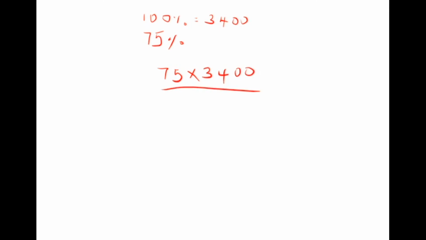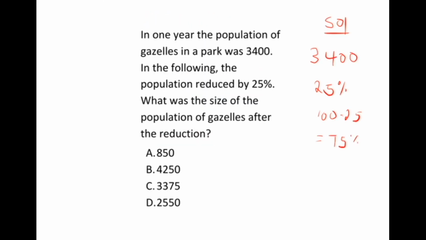We are asked what was the size of the population of the gazelles after the reduction. If 100% is equivalent to 3,400, what about this 75%? We cross multiply, we get 75 times 3,400 over 100. This 0 will cancel with this 0. 75 times 34 is 2550. Therefore, our correct choice is D, 2550.